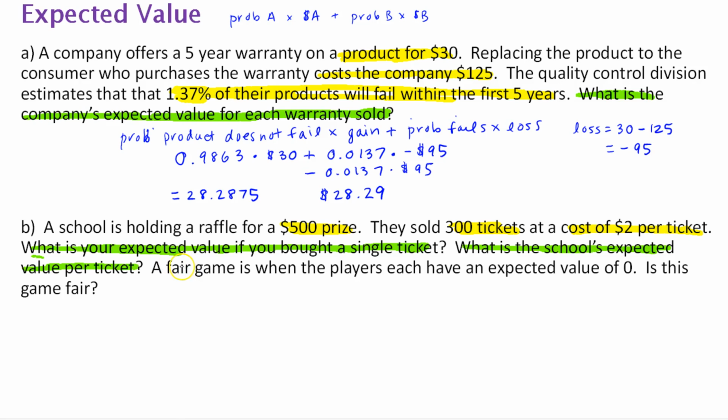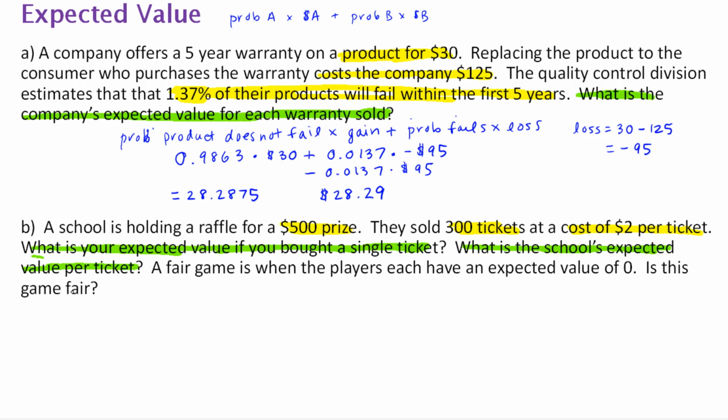And then we're given this definition of a fair game. A fair game is when the players each have an expected value of 0. So you can think of this as the idea, looking here, the company is definitely going to make money. They're going to make $28.29 on average per warranty. If they were going to make $0 per warranty, that would be a fair deal. That's the idea with a fair game. So if the expected value is 0, the game will be fair, and we're asked to determine that.